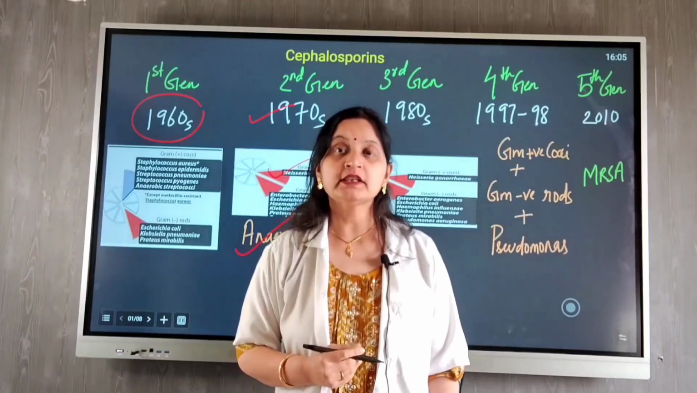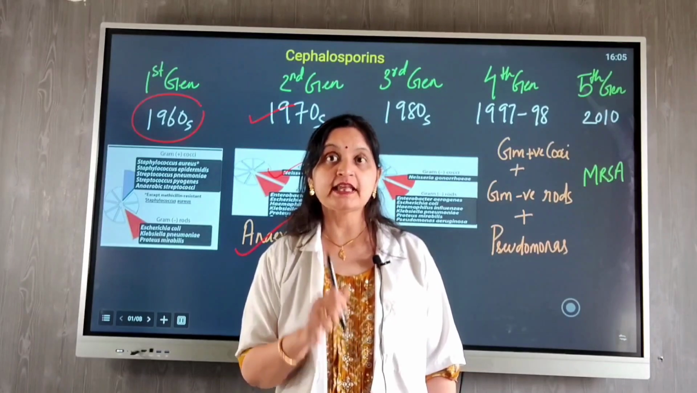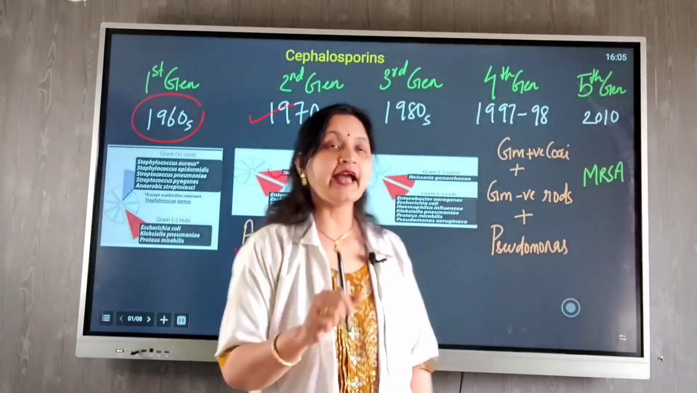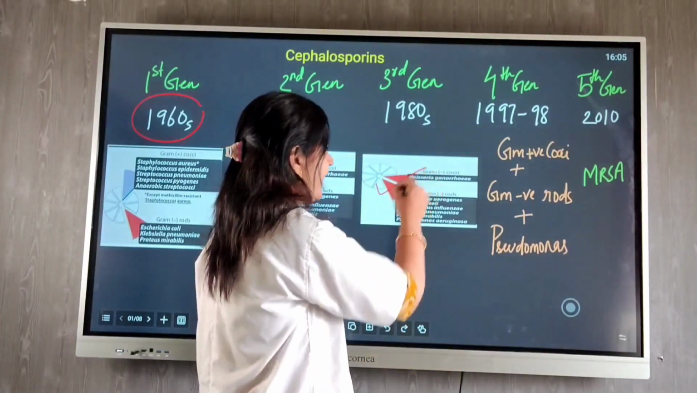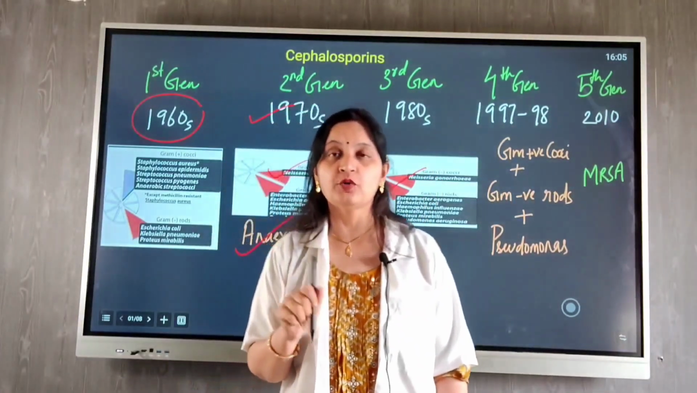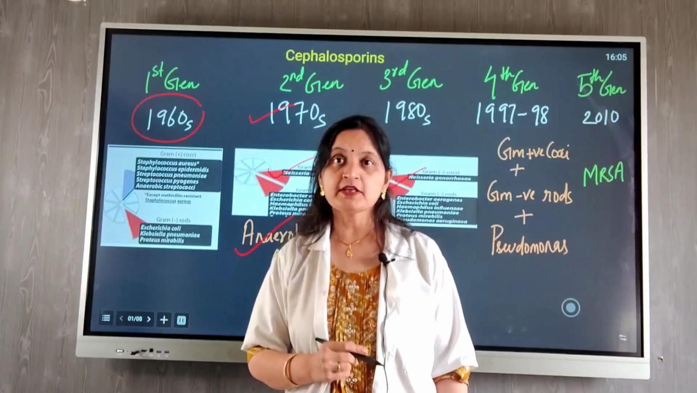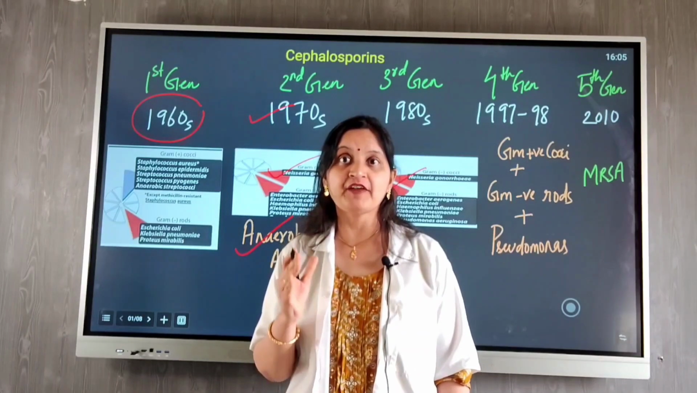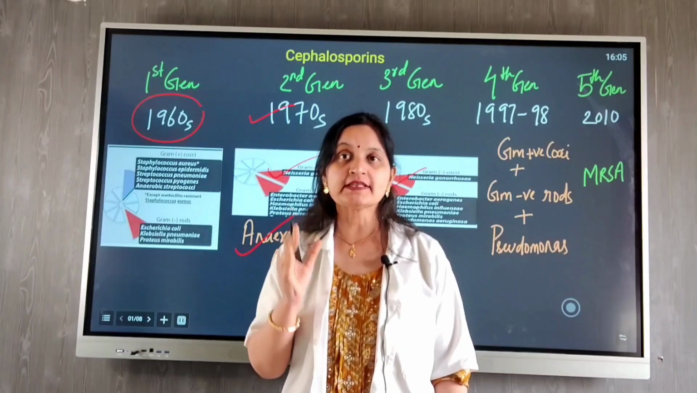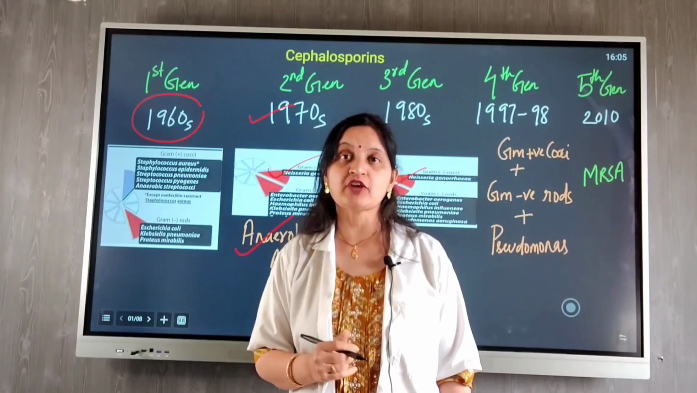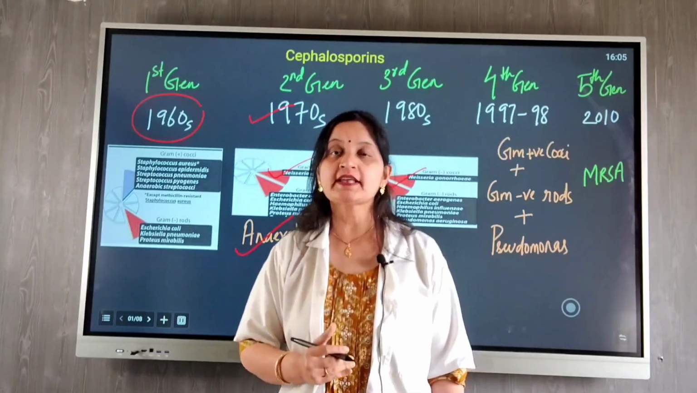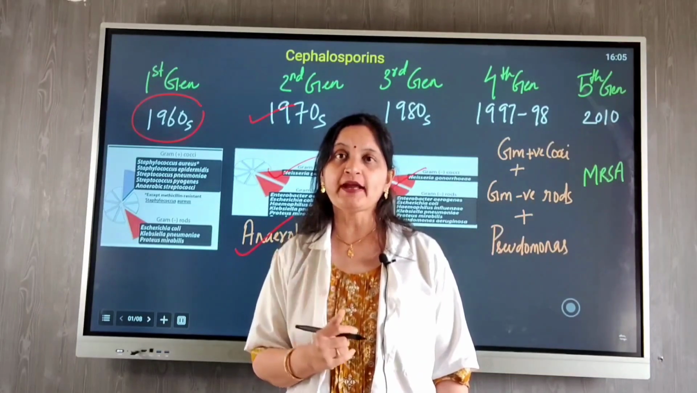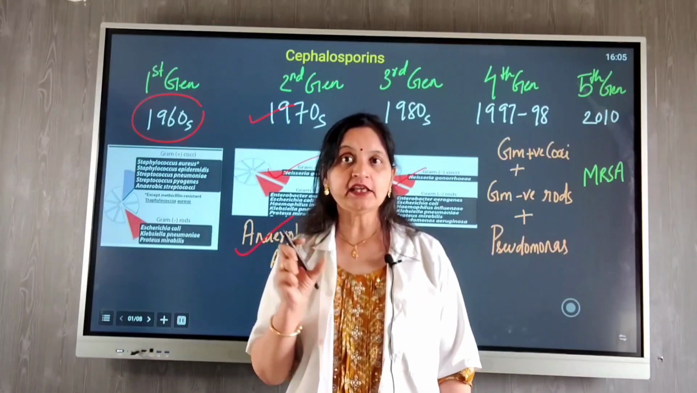Now, as we move to the third generation of cephalosporins, the activity on gram-negative bacteria increases. So, it is highly active against gram-negative bacteria, including Pseudomonas. So, many of the members of third generation of cephalosporins can be used for the treatment of infections that are caused by resistant microorganisms such as Pseudomonas. Also, it is highly active against Klebsiella, Proteus, Enterobacter, including Neisseria gonorrhoeae.